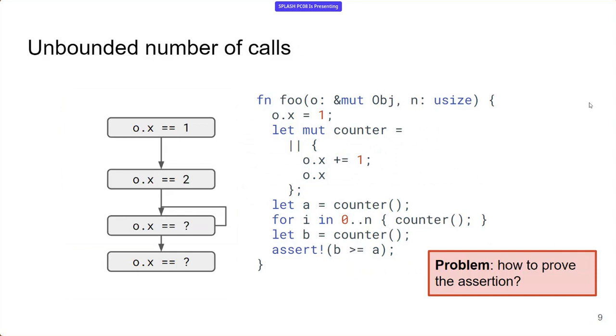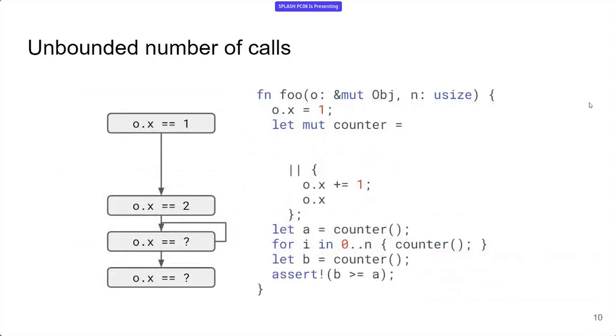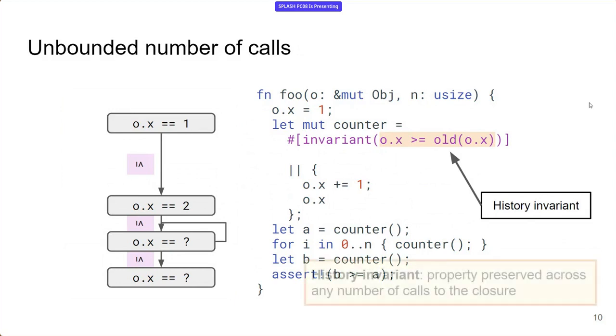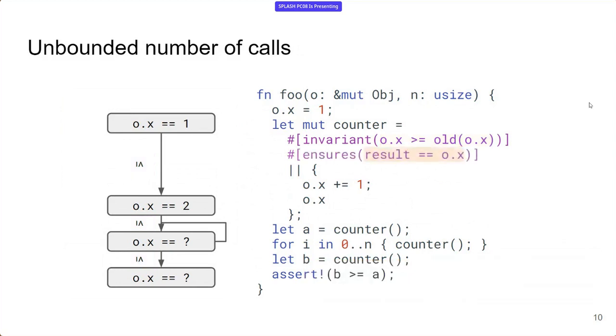But what we can say about the state evolution is, well, at every point, I am definitely going to get a larger or equal value than the previous one. And we can express this as an invariant, or what we call a history invariant for closures, which is actually a two-state property relating any current state to any previous state. And notice also that we use greater or equal because this should also hold across zero calls. And with the post condition of also saying what the result of this closure is, we can actually statically verify this assertion.